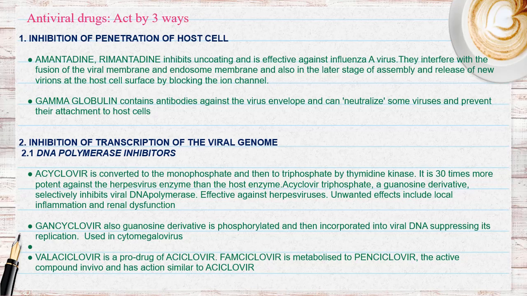The other drugs in this class are valacyclovir, which is a prodrug of acyclovir, and famciclovir, which is metabolized to penciclovir, the active compound in vivo, and has action similar to acyclovir. So you have got prodrugs of acyclovir, and you have drugs which get metabolized to other drugs which have similar actions to that of acyclovir.